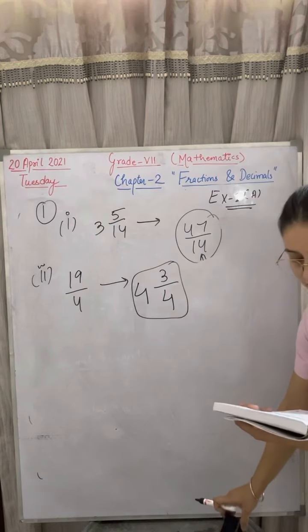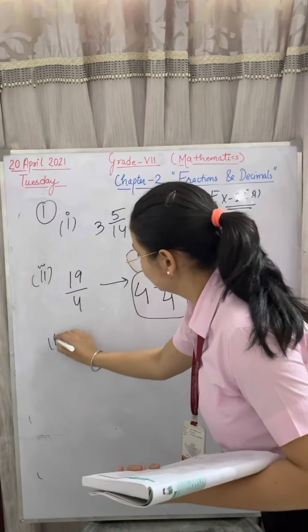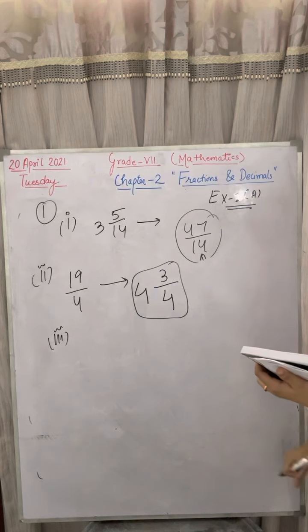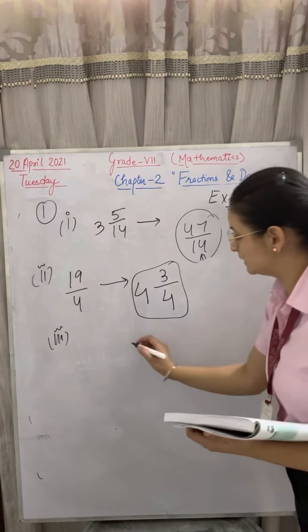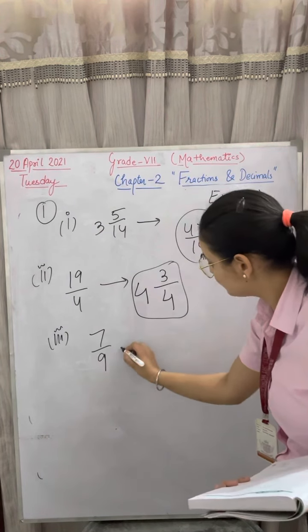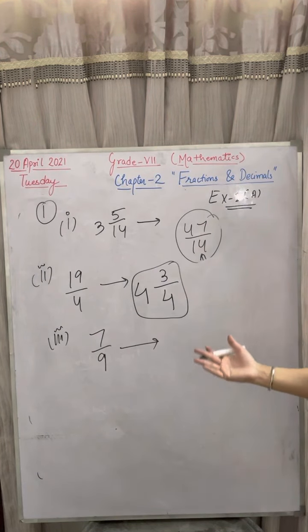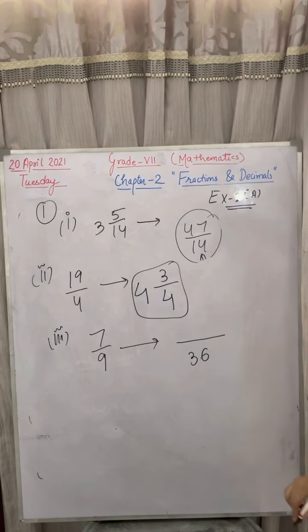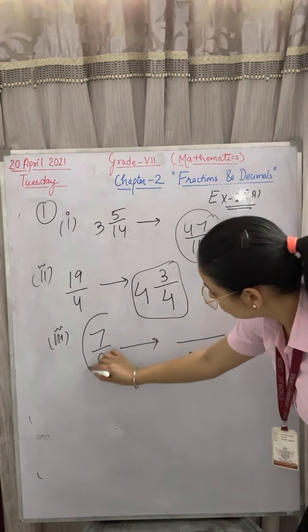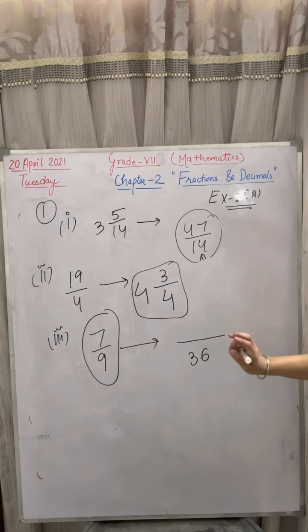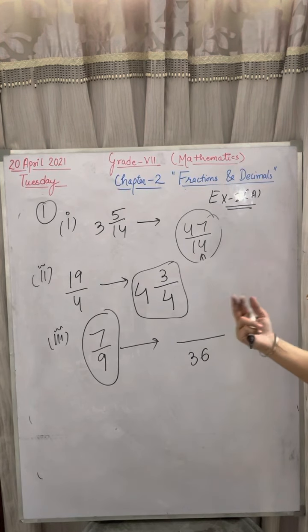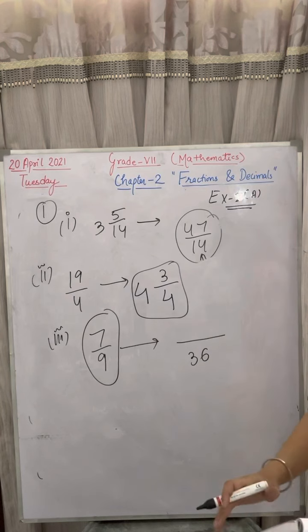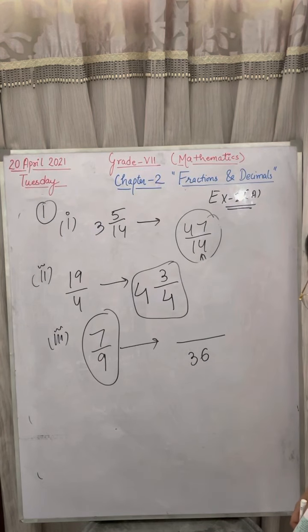Now, third part is 7 upon 9 as a fraction with denominator 36. You have to convert this fraction into the new fraction so that the denominator 36 will be there. So how can we convert this fraction in that form so that 36 will be in the denominator? I have to multiply and divide with some number.